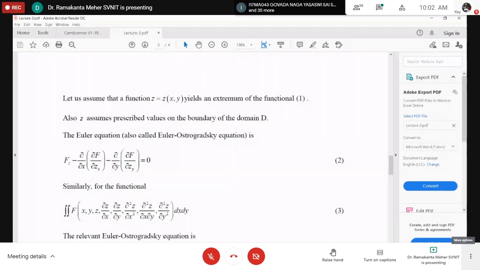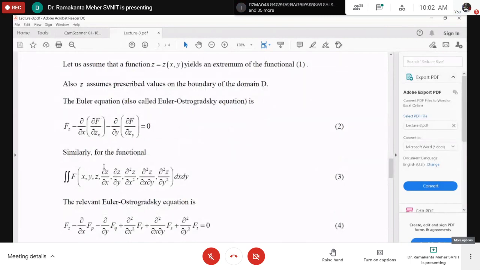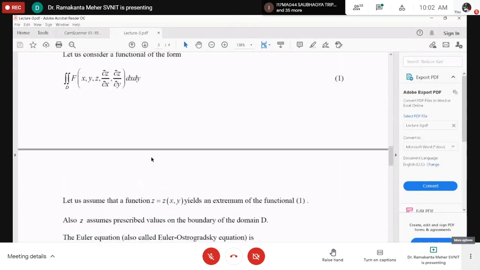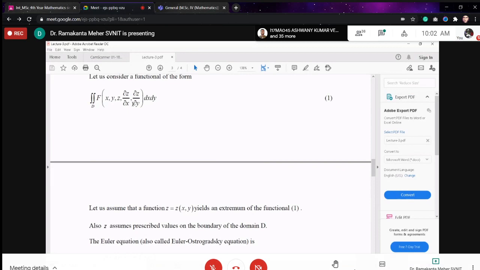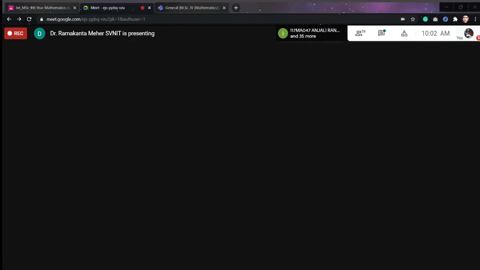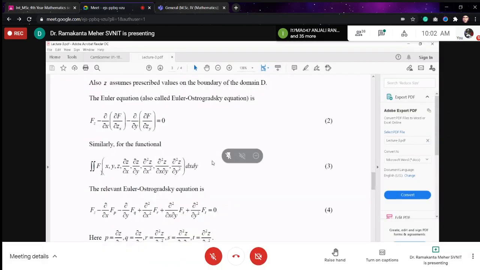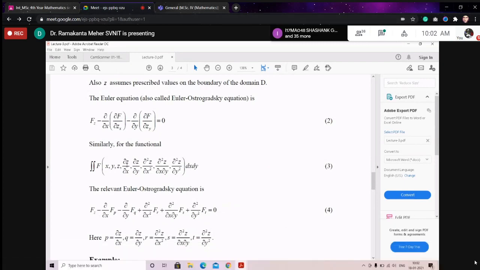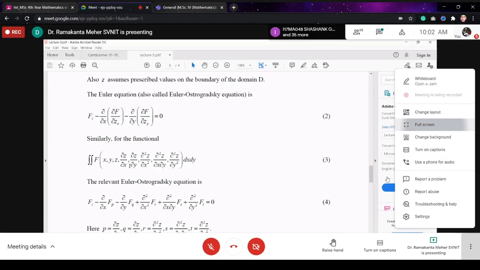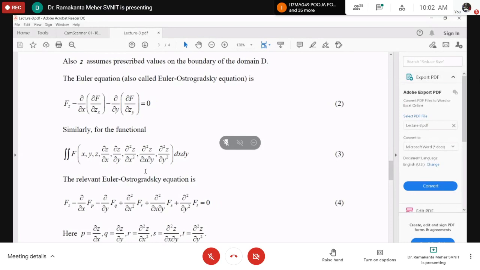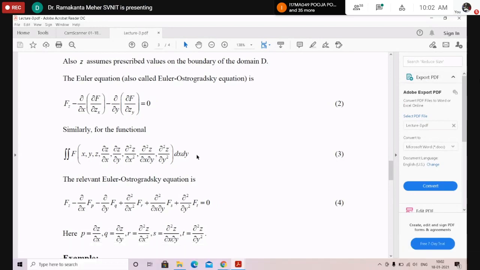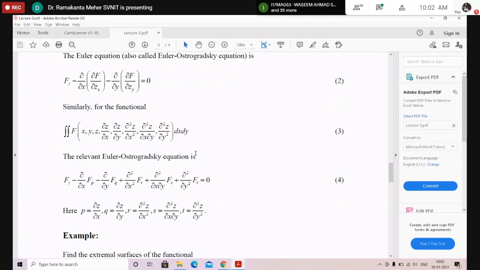Similarly, if you extend the order of derivatives, here we have taken the derivatives up to order 1. If we extend the derivatives from order 1 to higher, we can write like this: F of x, y, z, del z by del x, del z by del y, del 2z by del x square, del 2z by del x del y, and del 2z by del y square dx.